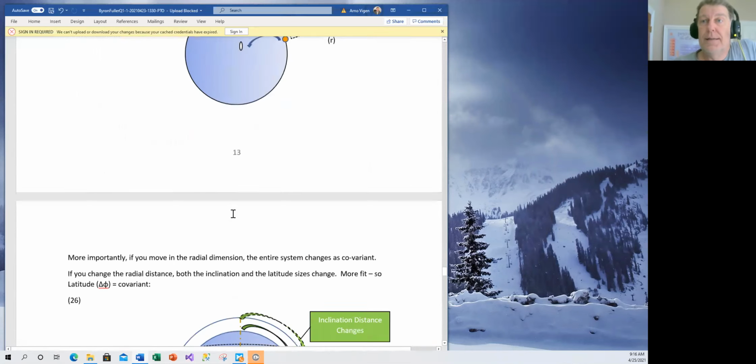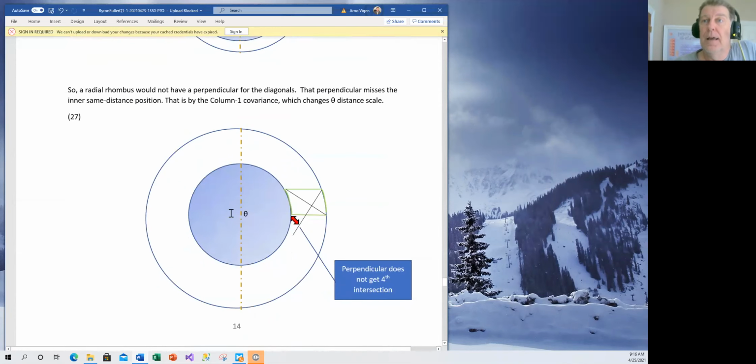So, what does that happen? If I go in the radial direction, go out along the surface and come back, that line that's going out perpendicular to that doesn't hit the other side. So the diagonals are not perpendicular. It doesn't get there if you move in the radial direction.